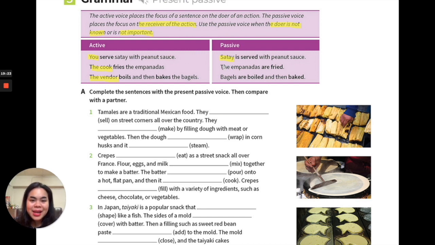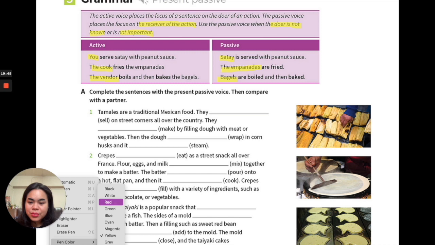See, satay, the empanadas, see? Bagels. These are the things we want to focus on. Serve, you see? Present simple, right? But when you want to put present tense into passive voice, you need to add this. Let me change the pen color into red.